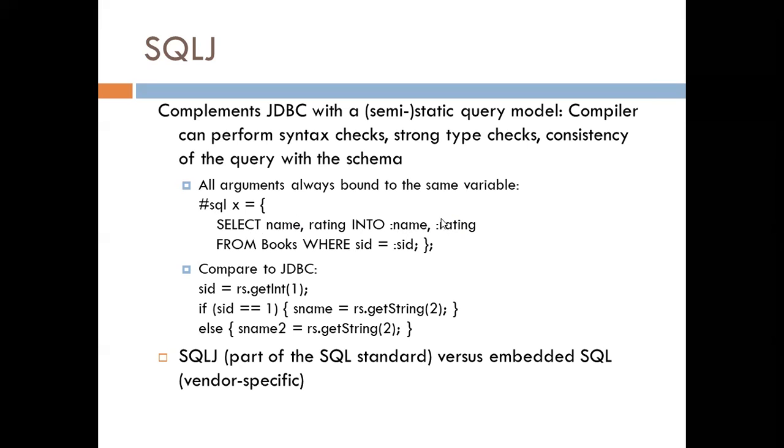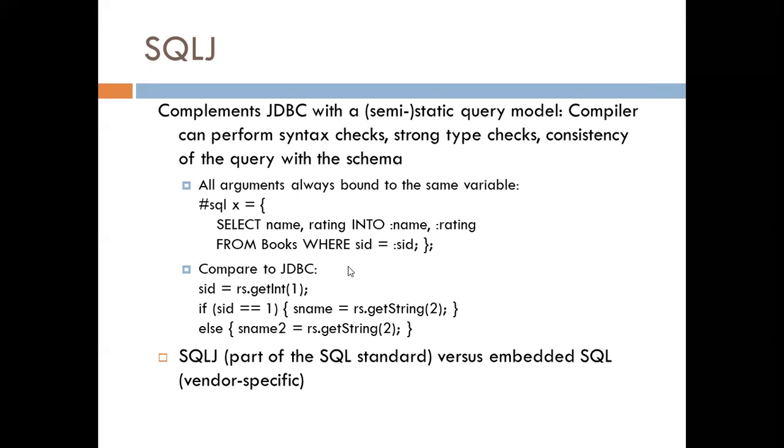So here name and rating are program variables, whereas these two are the database attributes from the books table, where sid is equal to :sid. And sid is again a program variable. This way we can specify the query and the result will be placed in these two variables.